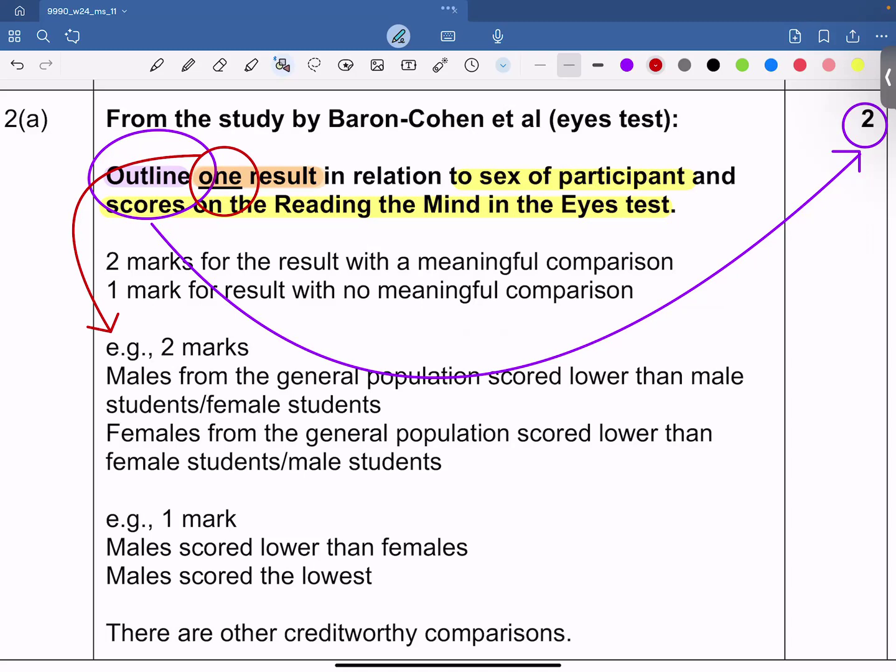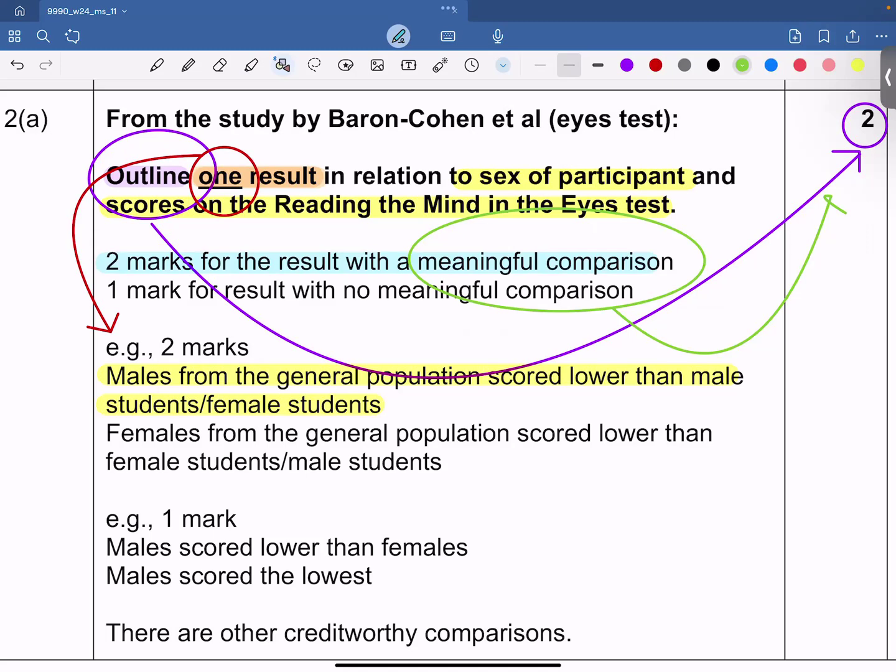Having a quick look at the example that has been provided to us. This example over here reads, males from the general population scored lower than male students or female students. But before that, let's quickly have a look at the marking criteria. The examiner says you'd get 2 marks for the result with a meaningful comparison. So the result has to have a meaningful comparison for you to be able to score 2 marks out of 2.